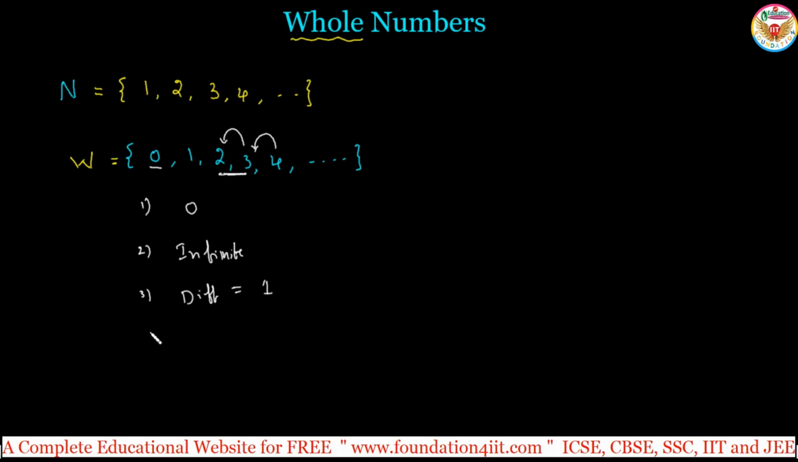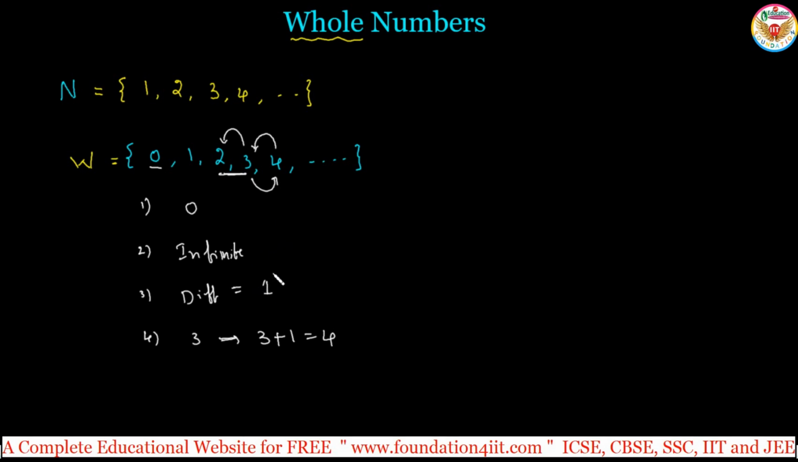And by adding 1 to any whole number, the next whole number is obtained. Okay, say 3 is the whole number. So by adding 1 to this 3, we'll get the next whole number, right? That means by adding 1 to any whole number, its next whole number is obtained, right?